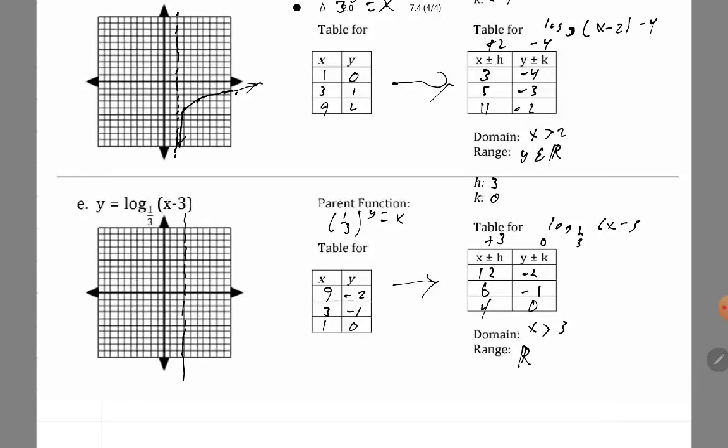Or did I mess up? Oh, no, I'm supposed to be looking at this graph, right? After we translate it. 4, 0. 6, -1. And 12, -2.